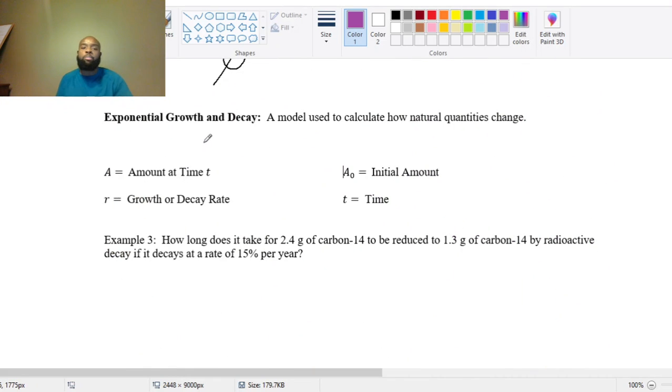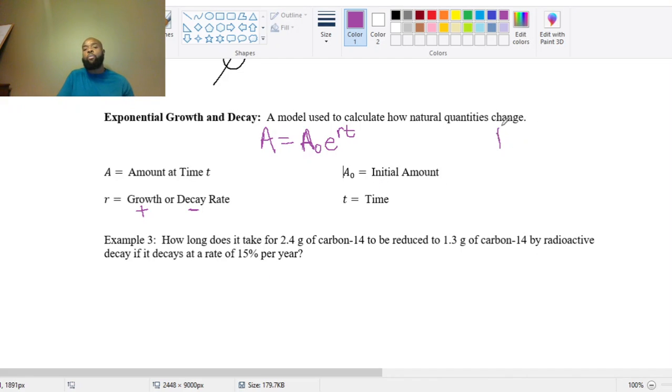We're going to review some exponential growth and decay, right? Exponential growth and decay is used to model quantities that change naturally. For instance, when wood decays naturally over time and continuously, right? And since that is the case, we have this model, A equals A sub 0 times e to the rt, where A sub 0 or A naught is your initial amount, our initial quantity. The r is your growth or decay rate, right? If it's growth, it's going to be positive. If it's decay, the r is going to be negative. And t is your time, right?